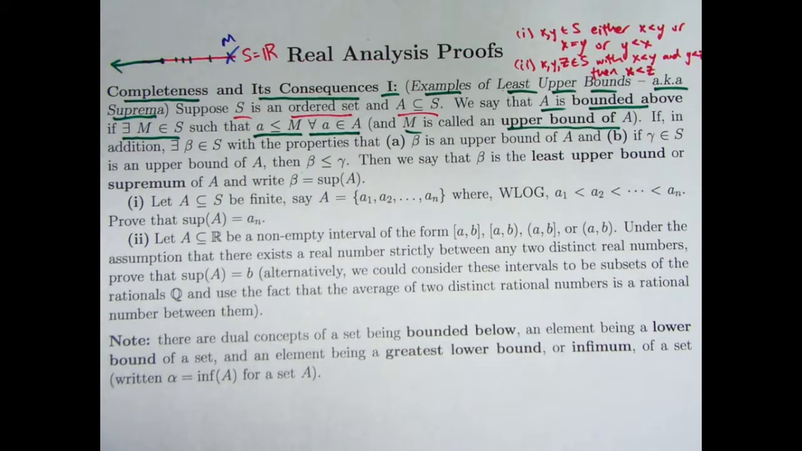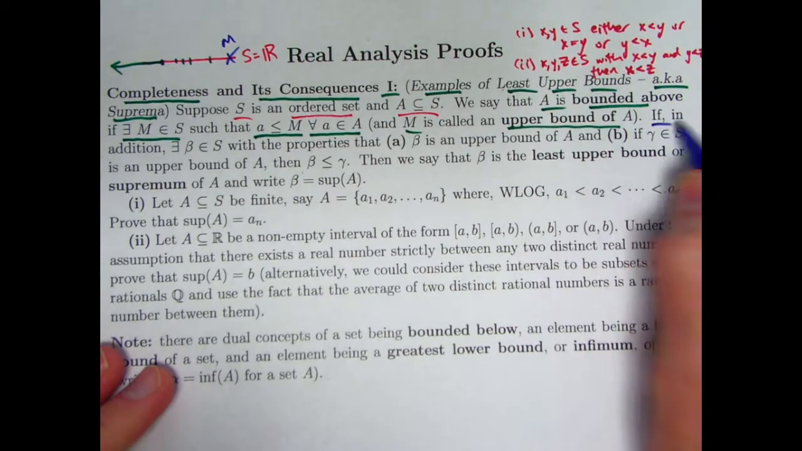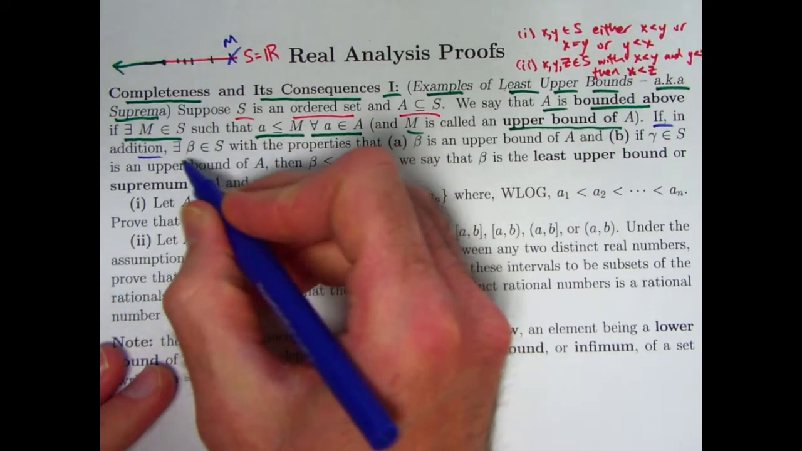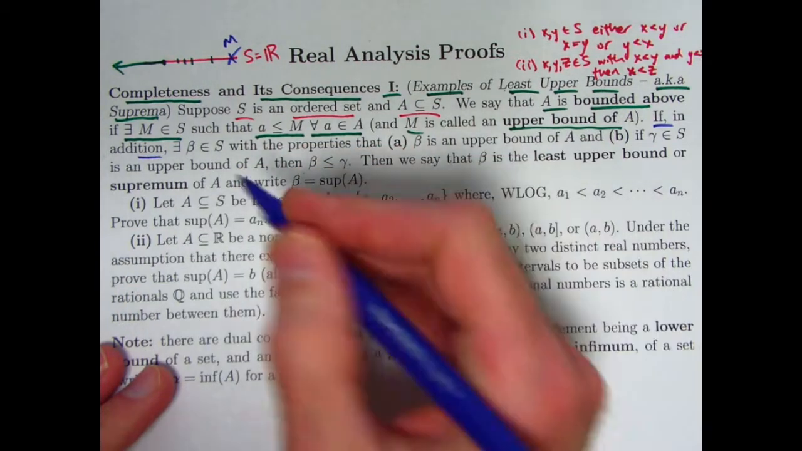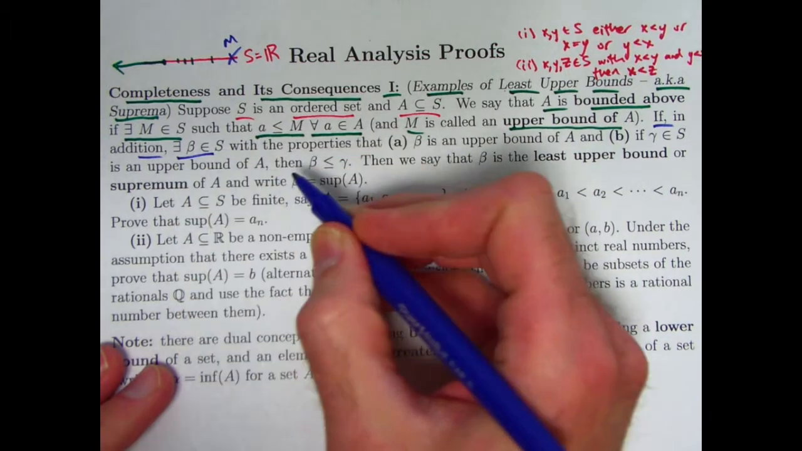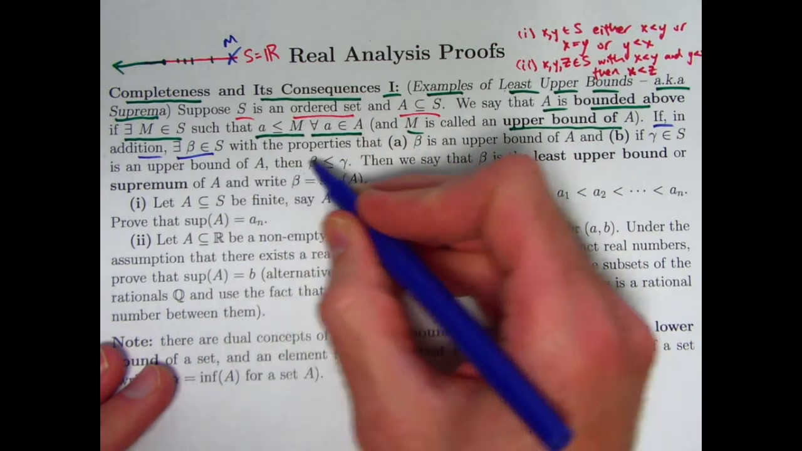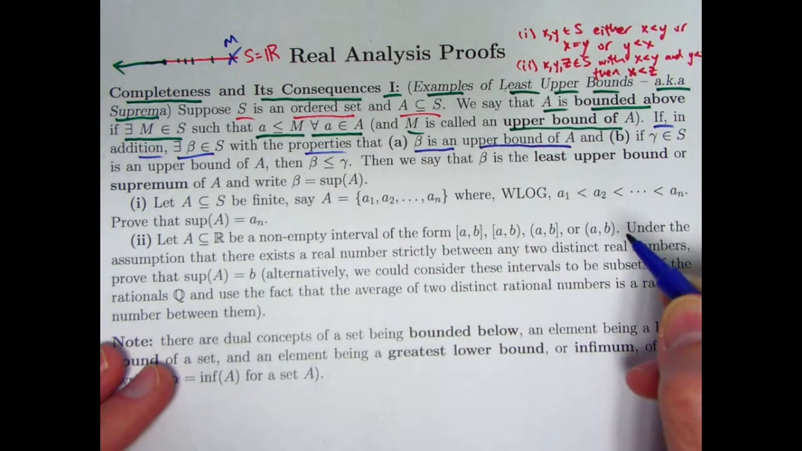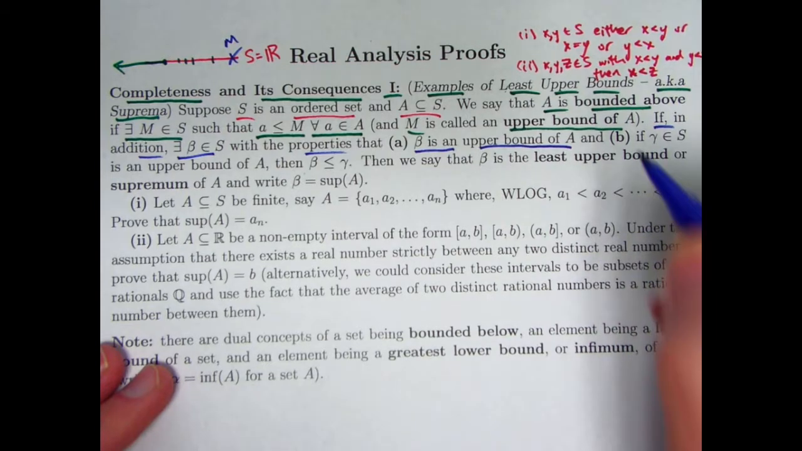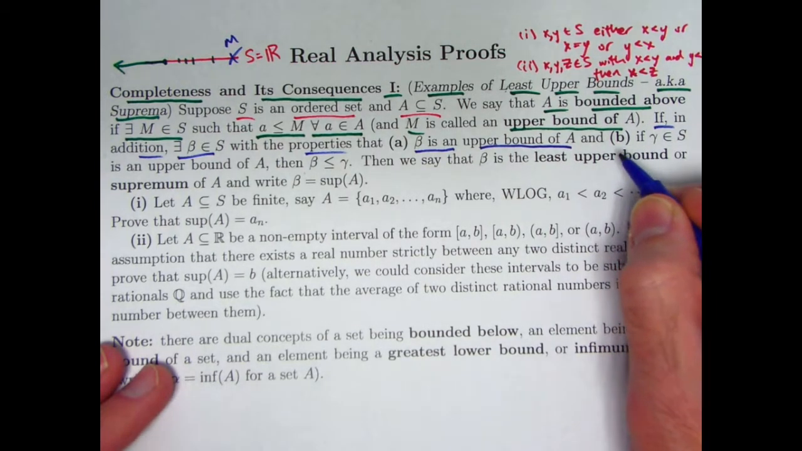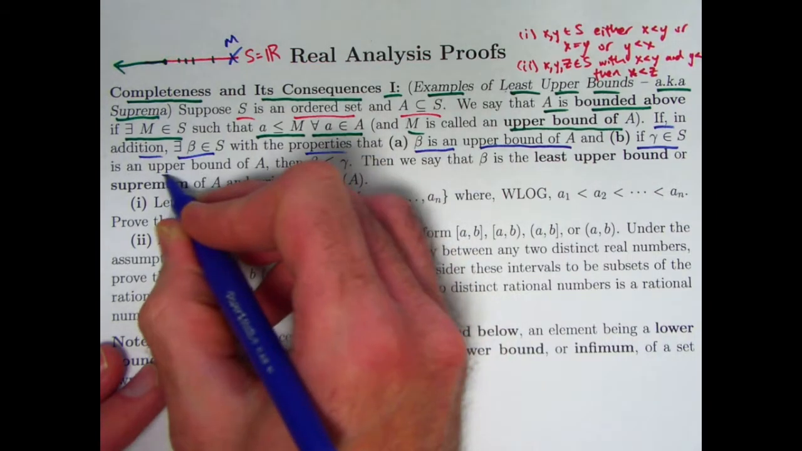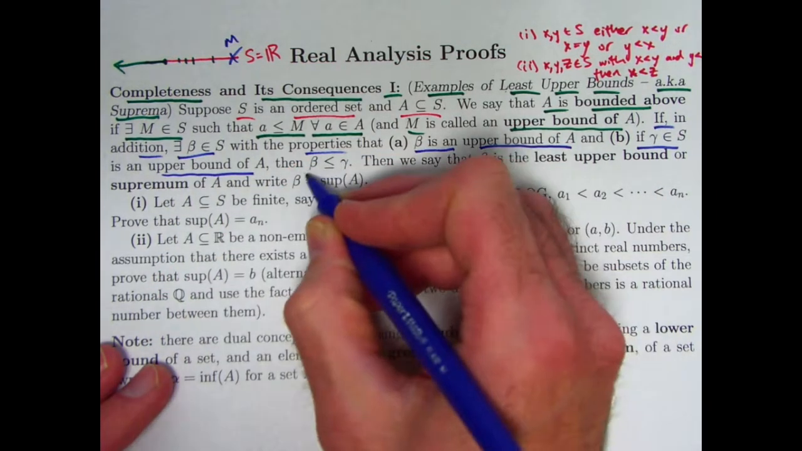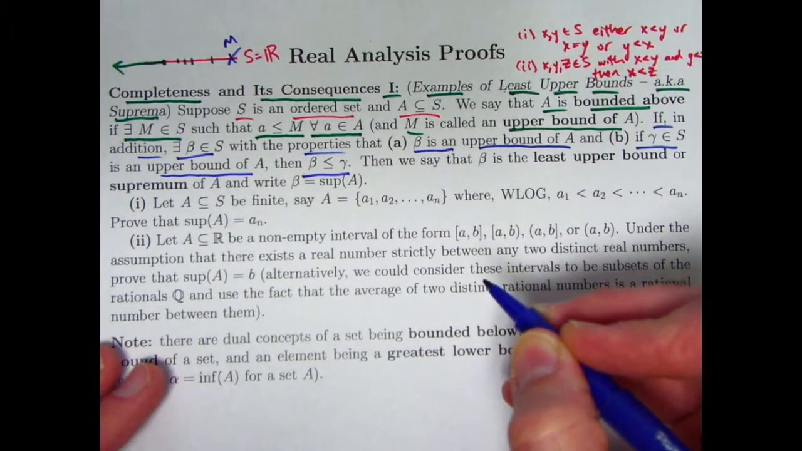All right, but there are special kinds of upper bounds that we want to talk about now. If in addition to A being bounded above, there exists a beta in S with two properties. One, beta is an upper bound of this set A that is bounded above. And in addition, beta is the smallest upper bound, meaning if you have some other element of S that's also an upper bound of A, then beta must be less than or equal to that other element.